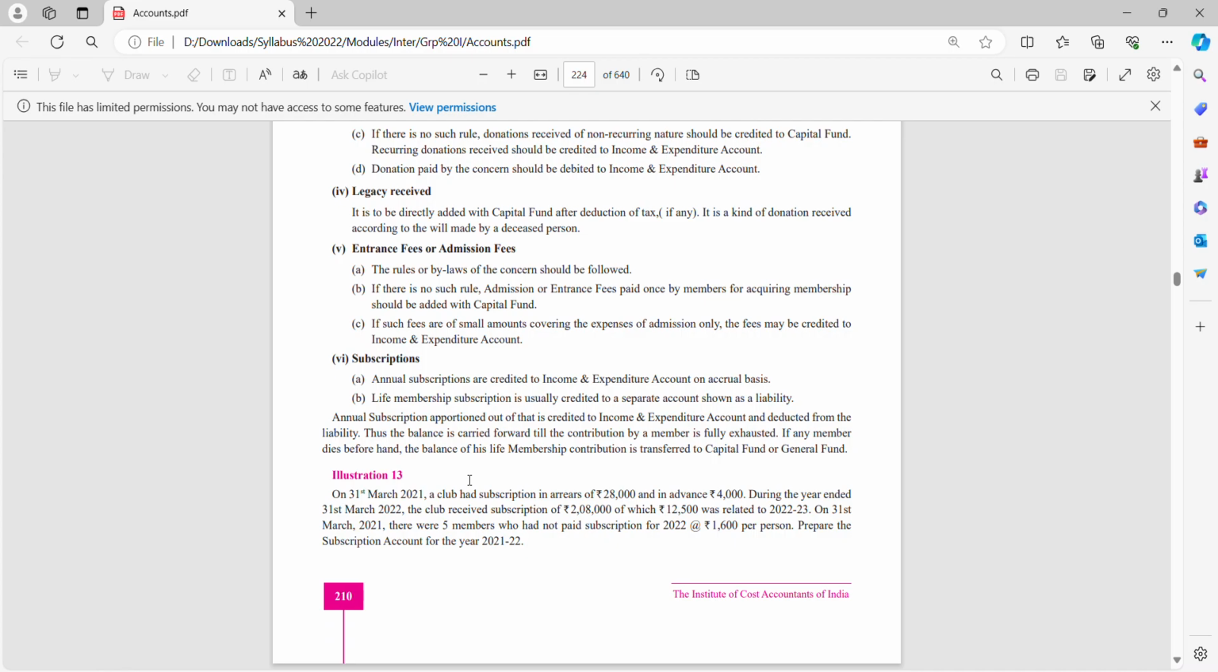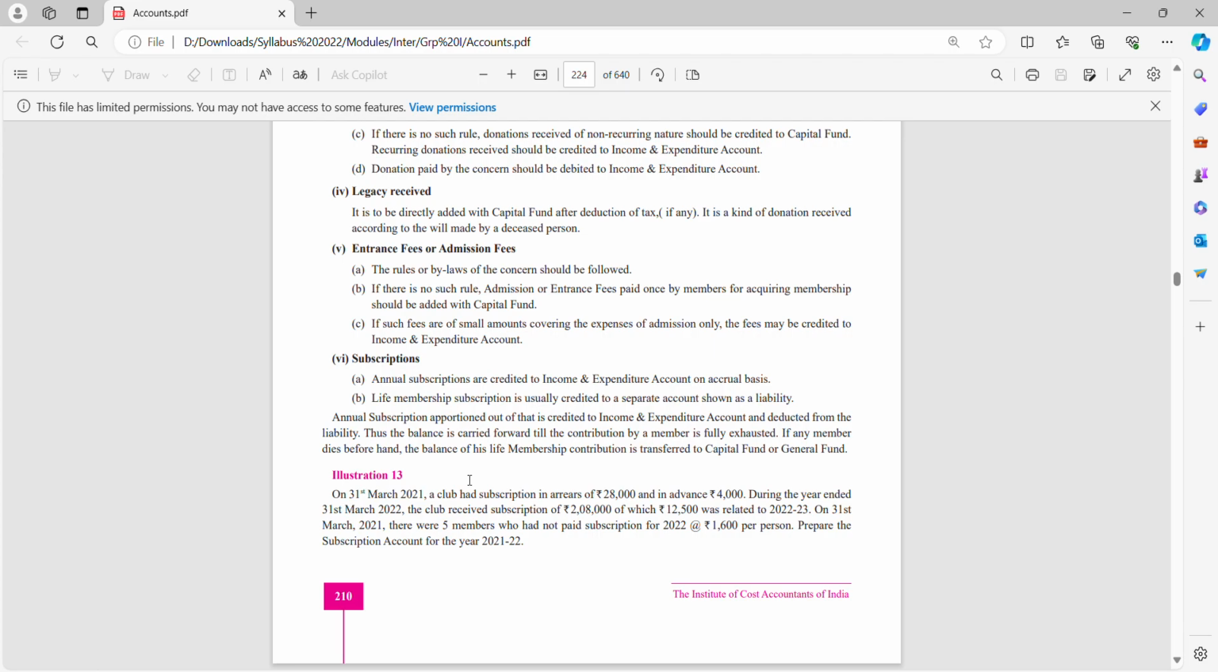Then we have subscription. Annual subscriptions are credited to income and expenditure account on an accrual basis. Life membership subscription is usually credited to a separate account and is shown as a liability. Life membership is a liability. There is a chance that I'll have to give back the balance, the unutilized amount. So that's a liability till that period comes. Advance money received is always my liability because I have not given services till now.